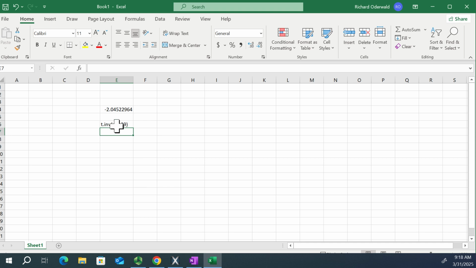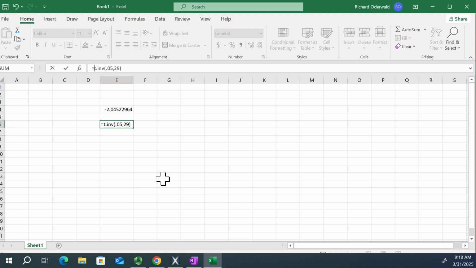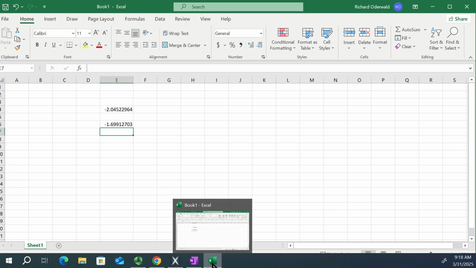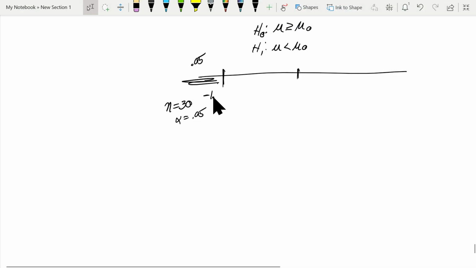And I need to put in an equal sign. Equals. There we go. So this one is minus 1.7. So I do my experiment, and if my result comes out with a t-value less than minus 1.7, I reject the null hypothesis. This is the rejection region, the critical region.